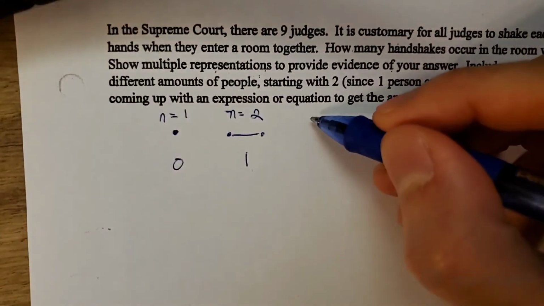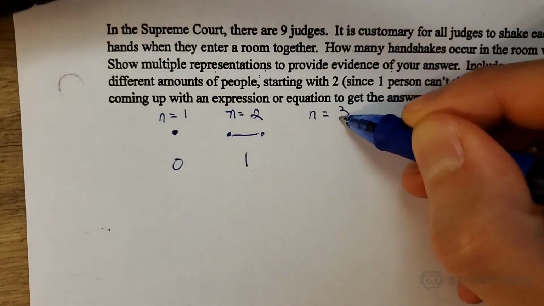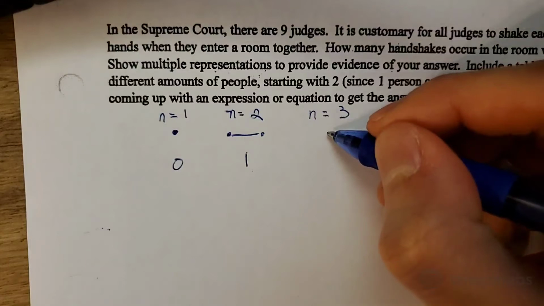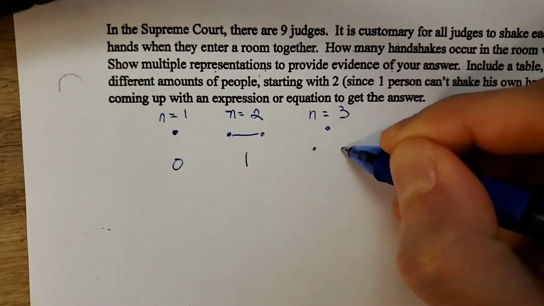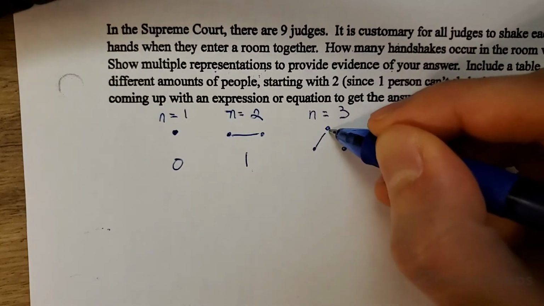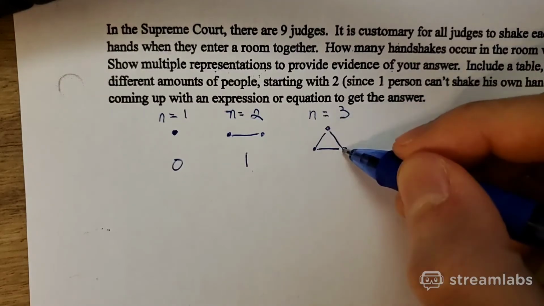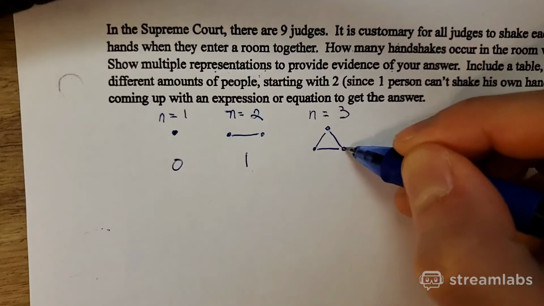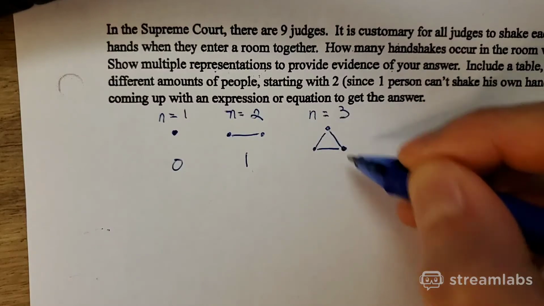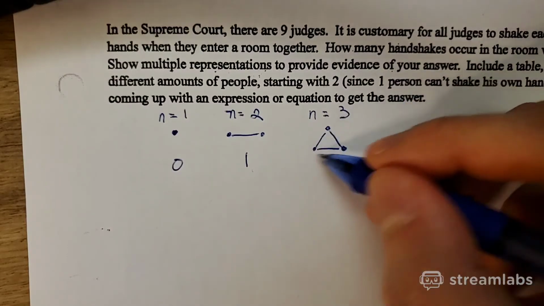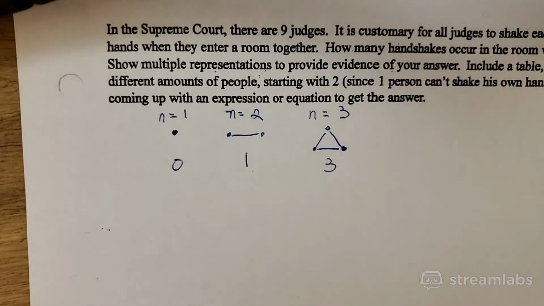All right. When you have 3 people, how many handshakes? Well, let's see. 1, 2, 3, right? You can shake with him, you can shake with him, you can shake with him. You can only shake with 2 people if you are one of the 3, right? So you get 3 total.